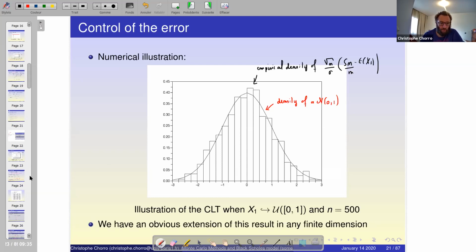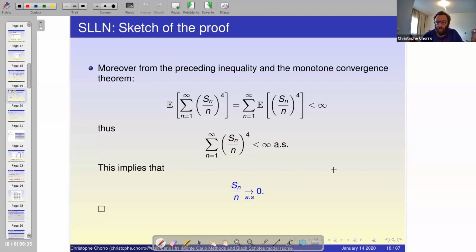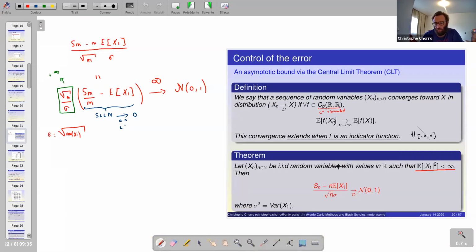I have an easy extension of the theorem in the case where I have random vectors. The only thing I have to impose in this case is that, you see, you have the inverse of the standard deviation, so you have a matrix that you need to be able to invert. So the variance covariance matrix has to be bijective if I want to be able to extend these results to the higher dimensional case. But I have exactly the same thing.